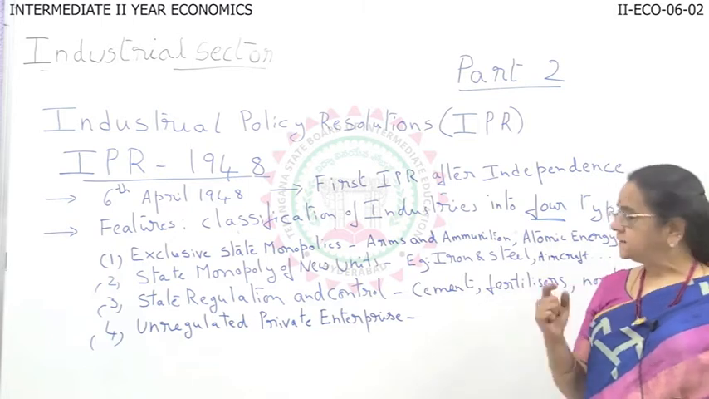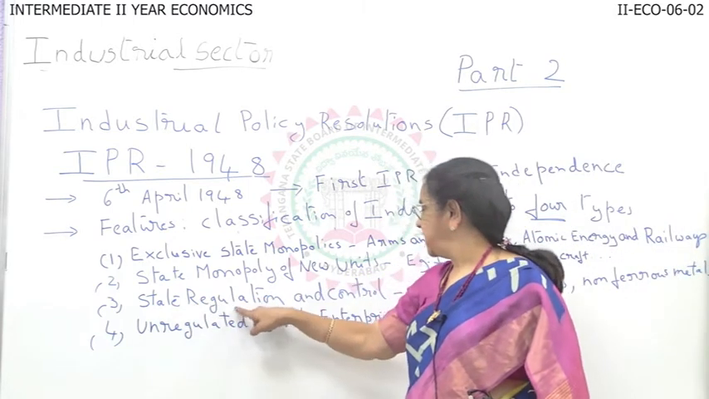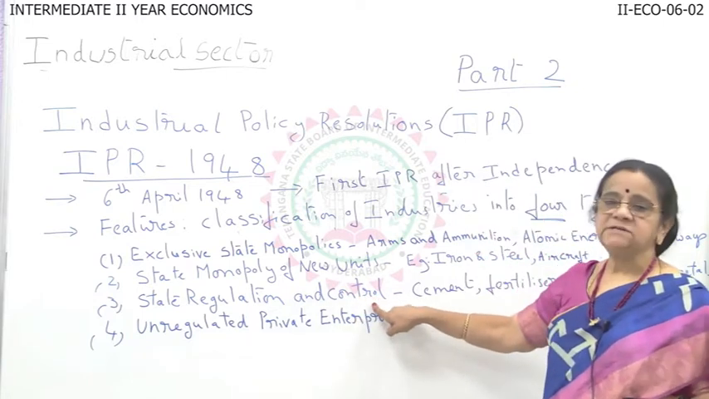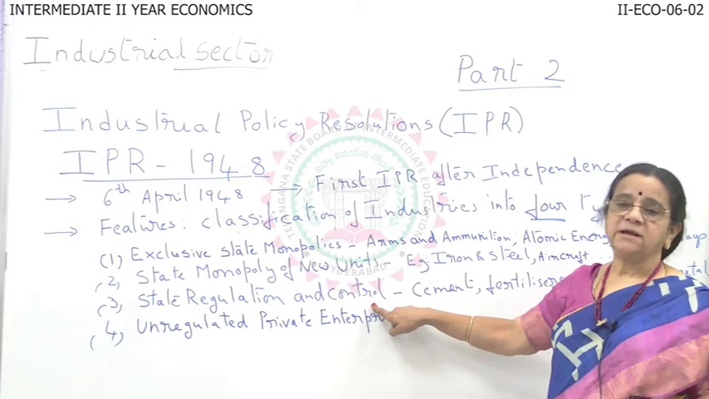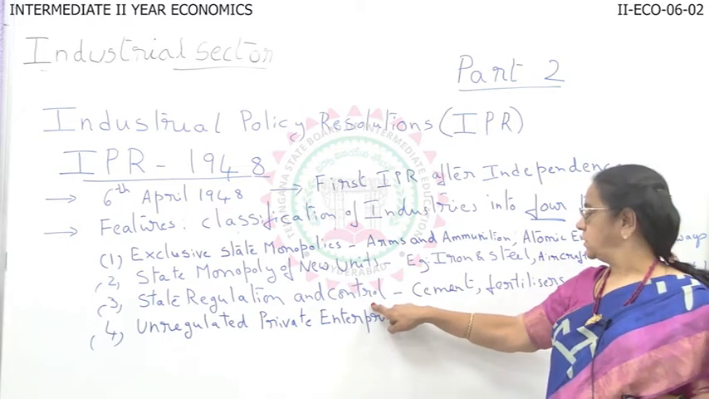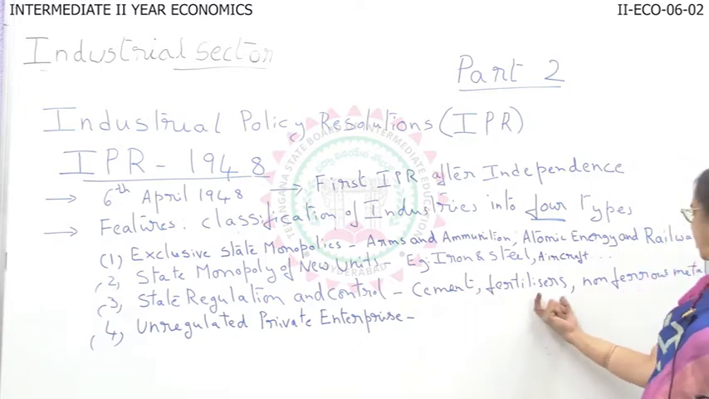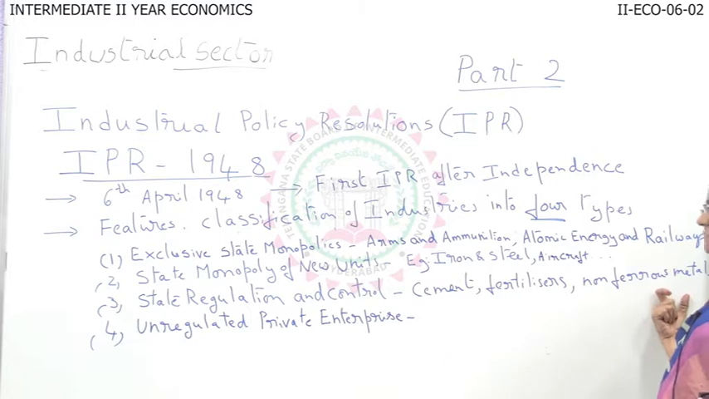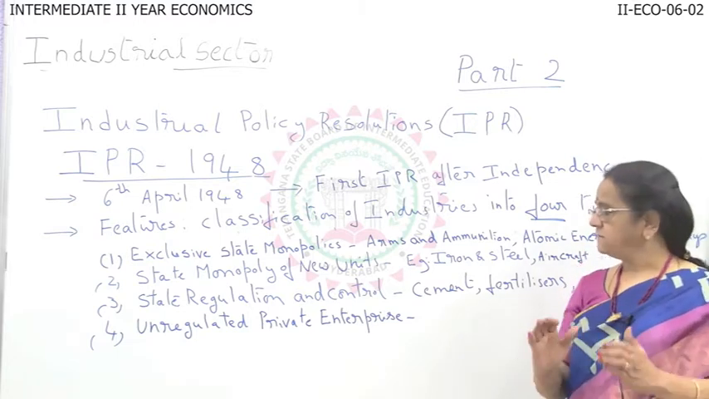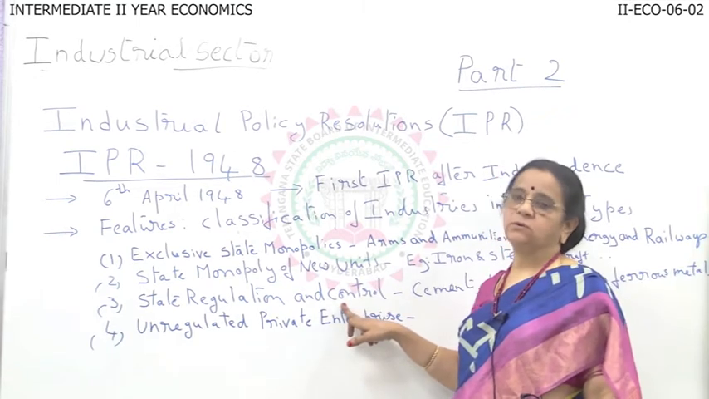Then, third category of industries, state regulation and control. These units are subject to state regulation and control. So, what are they? Cement, fertilizers, non-ferrous metals and others. So, government would have a regulation and control on these units.